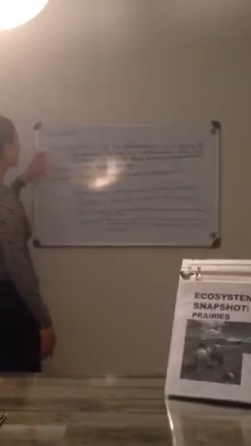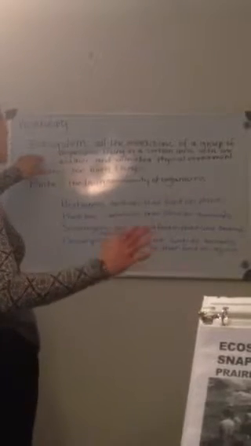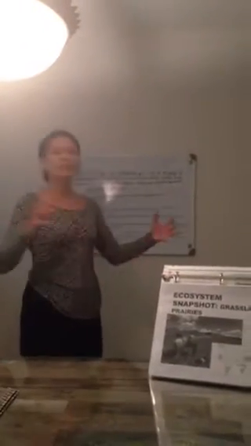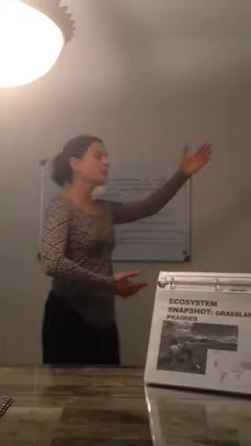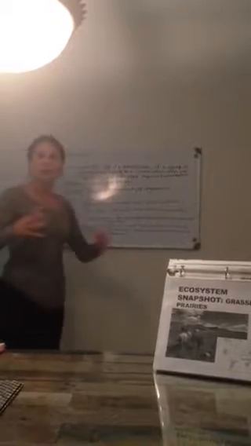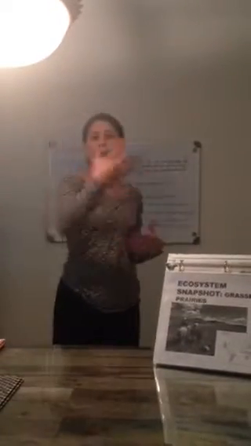Our definitions, these are our vocabularies for today. Our definition of an ecosystem is that all the interactions of a group of organisms living in a certain area with one another and with their physical environment. Physical environment. We live in a community here. If we need something, we go here, we go there, we go get it. That's our environment. We live with one another. We live with our neighbors. We live with other people.